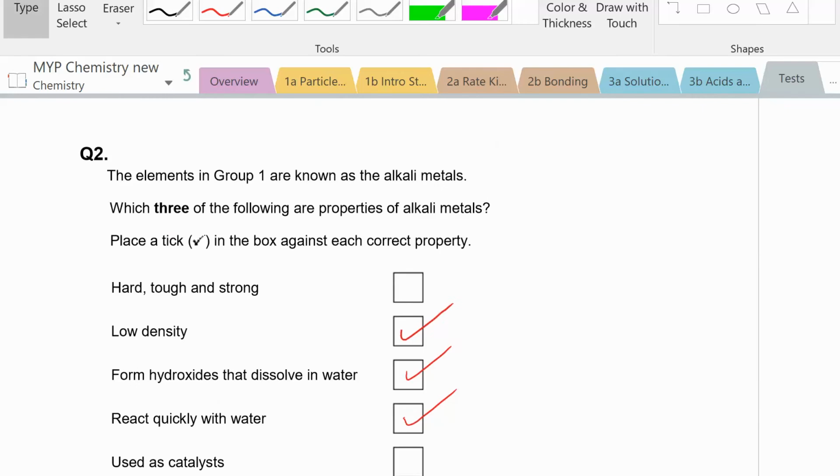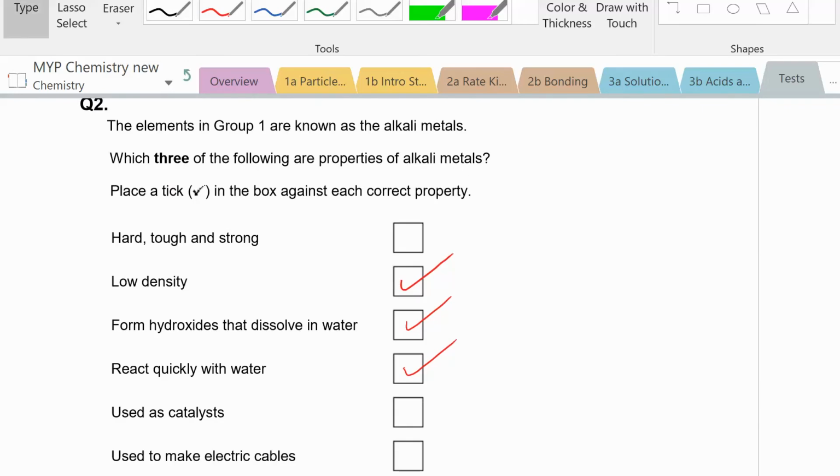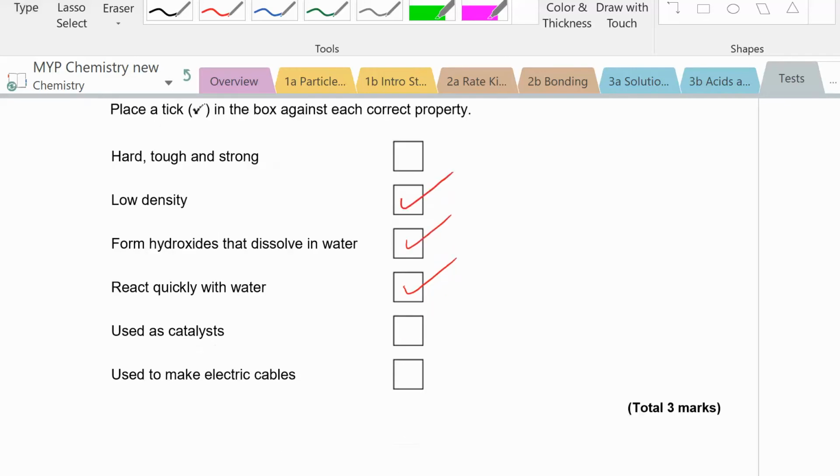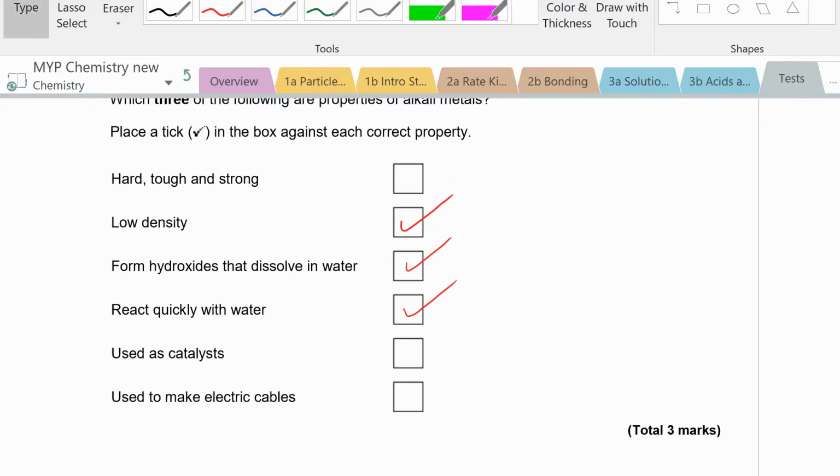Moving on, question 2. The elements in group 1 are known as the alkali metals. Tick the 3 appropriate sentences about them. So, they're hard, tough, and strong. This isn't true. If you remember the demonstration, I was able to cut them with a knife. So they're not hard, tough, and strong. They are low density. They float on water, if you remember. So they have a low density.